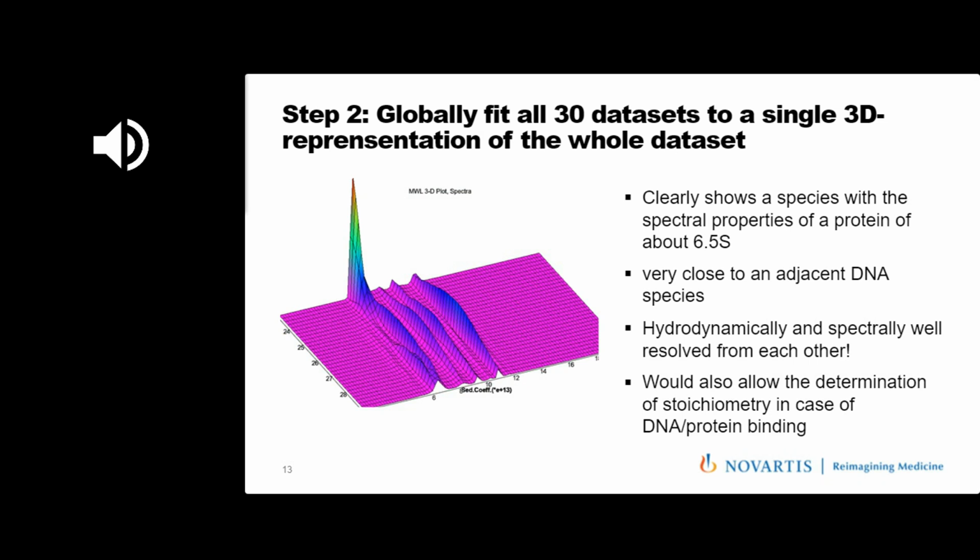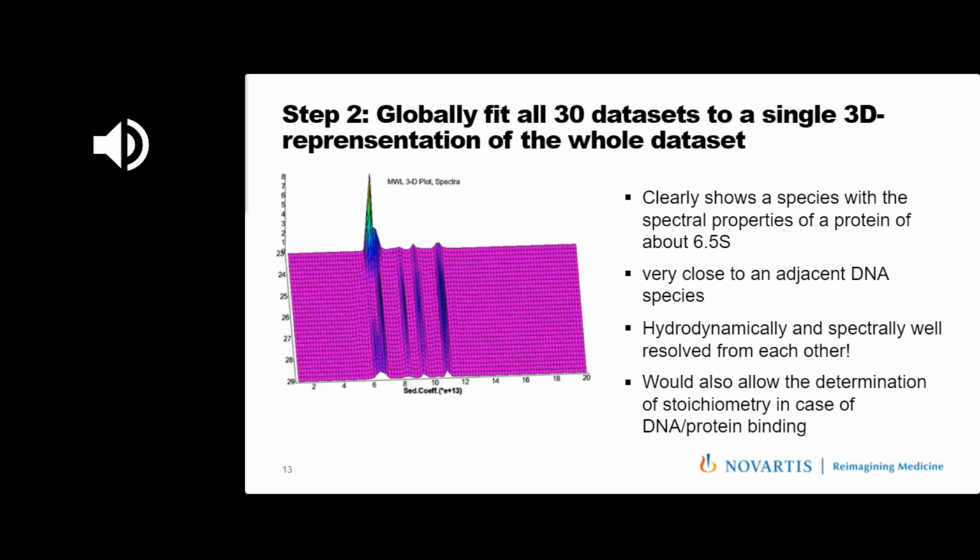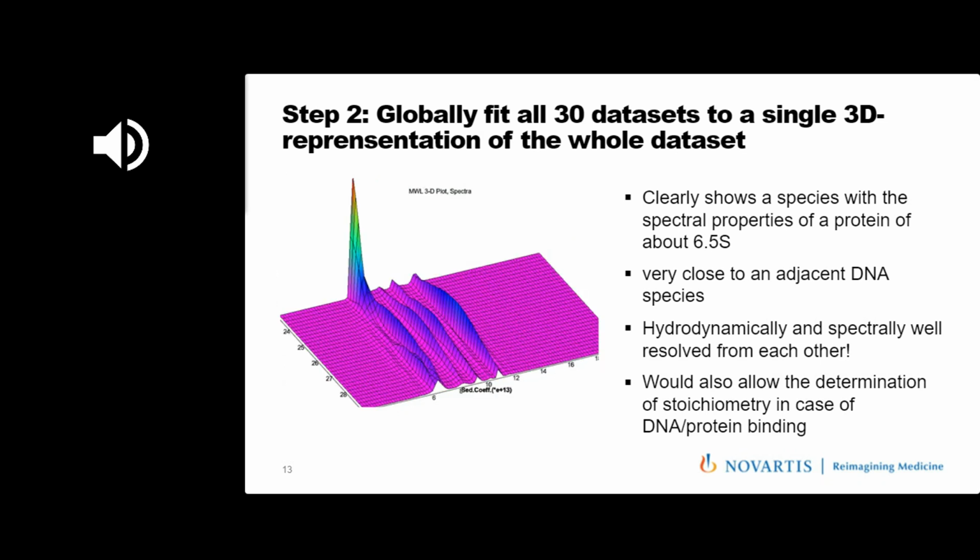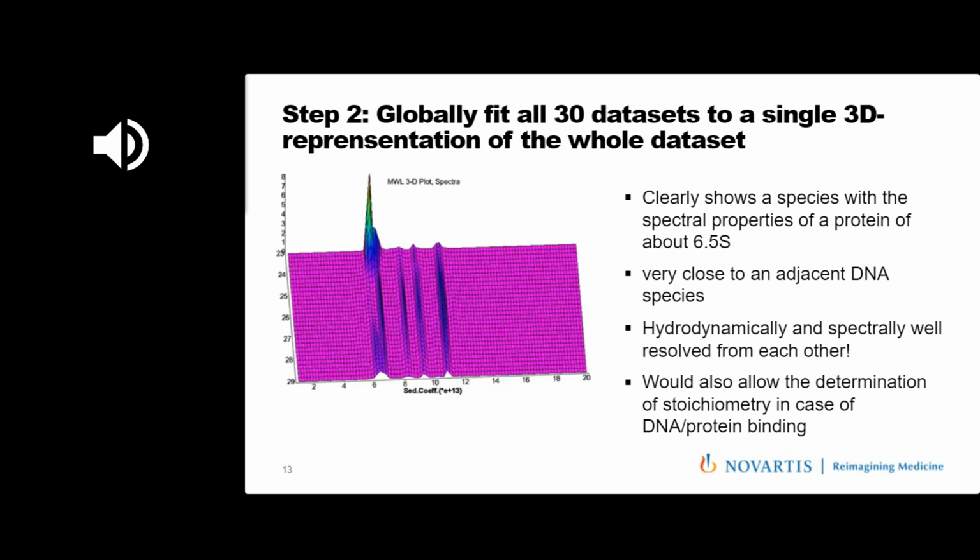I will now rotate it a little bit, where you can see this species has a 260 maximum, and then very closely adjacent to it, you have a species which has a maximum at 280 around, and then it has a backbone absorbance going up here at 230, which means it's a protein. So you can indeed spectrally deconvolute 2 species, even if they are very, very close in terms of size and S value in this case.